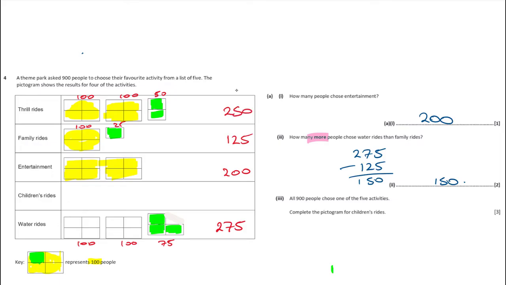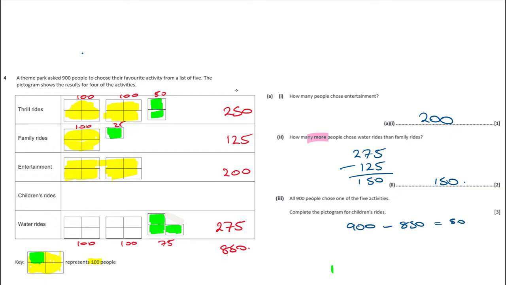So what we've got all together so far, we've got 250, 125, 200, and 275. That adds up to, well, you can type it into your calculator if you like. I'm just going to quickly do it in my head. 275, 300, 400, 500, 600, 850. So that adds up to 850. So if I then take 850 away from 900, that's going to be what's left over for the children's rides. That's 50.